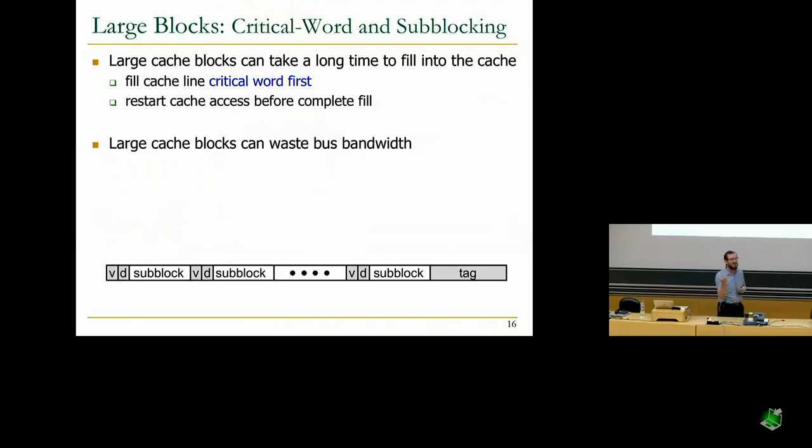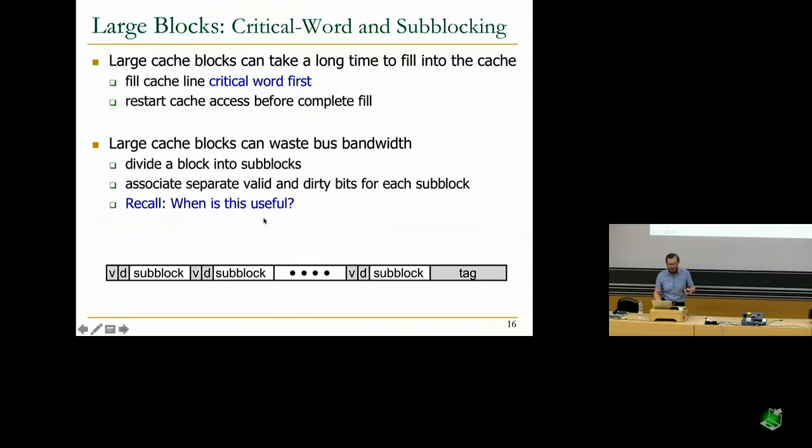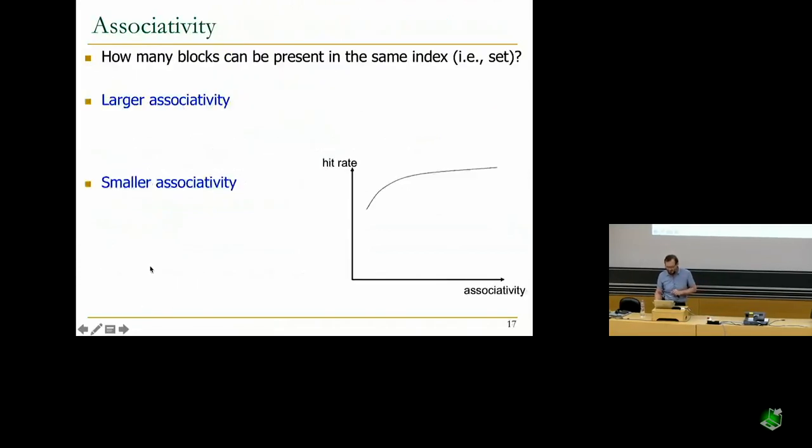You have a more important word in the 64 bytes than others. Large cache blocks can also waste bus bandwidth. If you're, for example, touching only 4 bytes, if you need only 4 bytes, but you actually bring 64 bytes, clearly you're wasting a lot of bandwidth. And actually, sub-blocking can help. And we've already discussed this, right? And we discussed in the example of a write case. You don't waste bandwidth. You just bring the sub-blocks that you need.